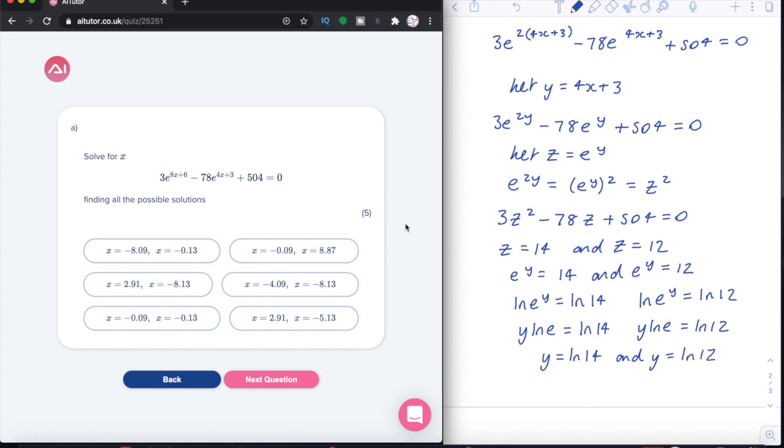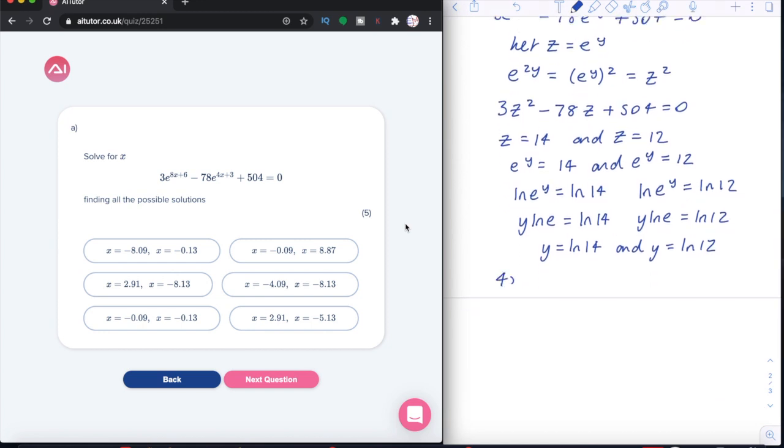So to work out our values of x, we just use the substitution y equals 4x plus 3 and solve for x to work out what our x values are. So that's saying 4x plus 3 equals the natural log of 14, and 4x plus 3 equals the natural log of 12. So we're going to get x equals the natural log of 14 minus 3, all divided by 4, for our first x value. And our second x value is going to be the natural log of 12 minus 3, all divided by 4.